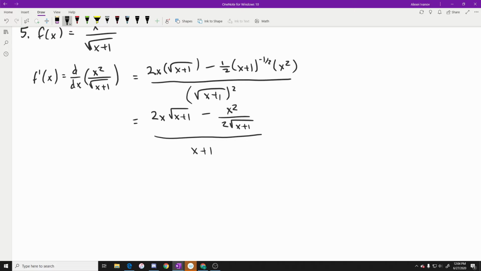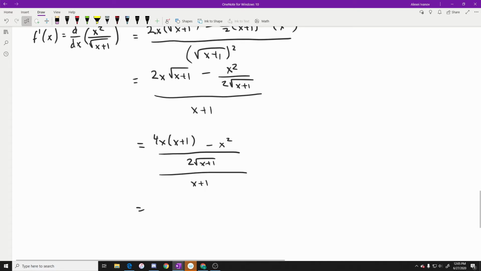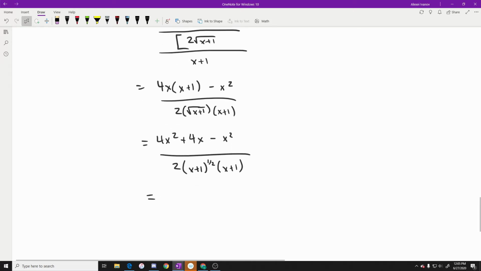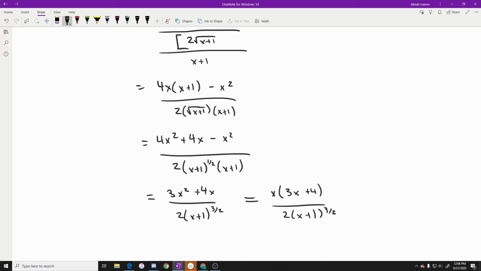So there we go. Now that we've simplified this, I'm going to make the numerator have a common denominator. And now I'm going to simplify this fraction even further by dropping this right here down to the denominator. There we go. Now I'm going to simplify this even further. And lastly, we're going to continue to simplify this. So there we go. We've computed the first derivative of the function.